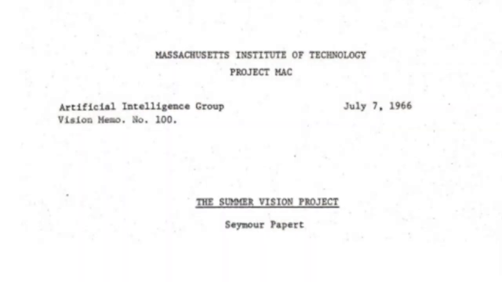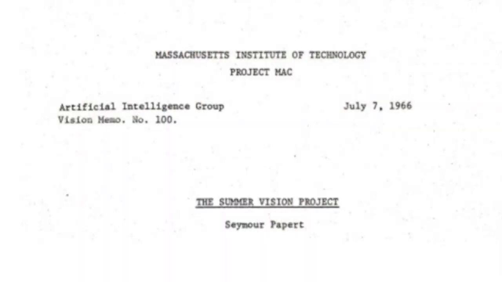1966 is the summer, and Seymour Papert, a pioneer of computer science, had a problem. And the problem was the following. He had a bunch of graduate students, and he didn't have enough work for them to do. What am I going to do with these guys? So he had an idea. It's called the Summer Vision Project.